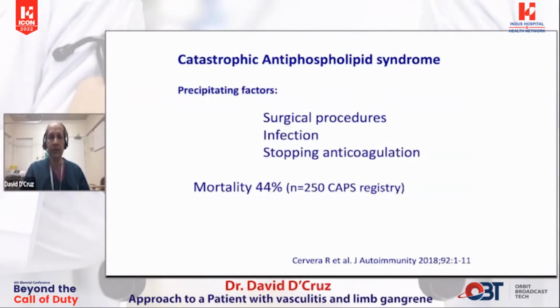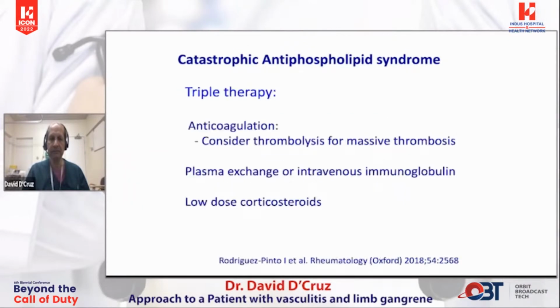It's not known what triggers catastrophic antiphospholipid syndrome. The vast majority of antiphospholipid syndrome patients do not have CAPS, but these are the factors that are known to precipitate catastrophic APS: surgical procedures, infections, and stopping anticoagulation. Mortality can be between 20 and 50% in the CAPS registry.